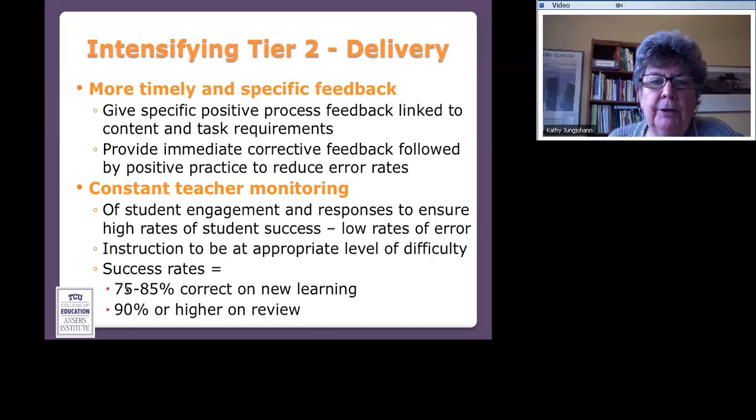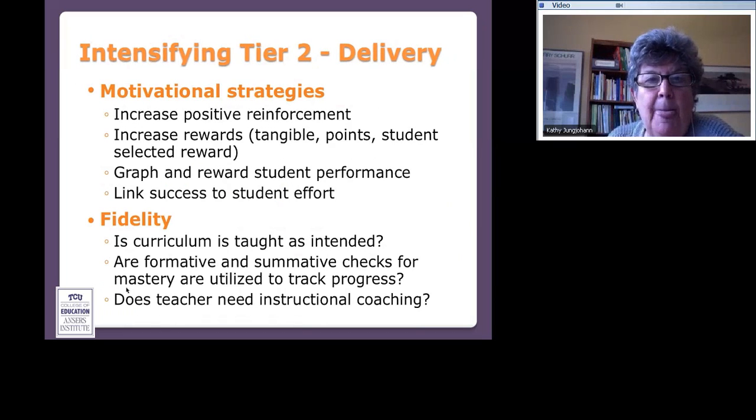And it's really important to look at the instruction to see if it's at the appropriate level of difficulty for kids. And one way to think about this is that success rates on new learning should be around 75 to 85% correct, and on review tasks it should be higher, around 90 or 95%, which results in positive student attitudes towards learning when they're appropriately engaged and engaged in positive practice learning.